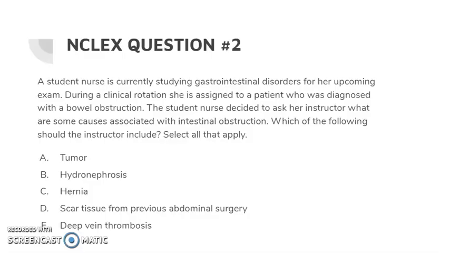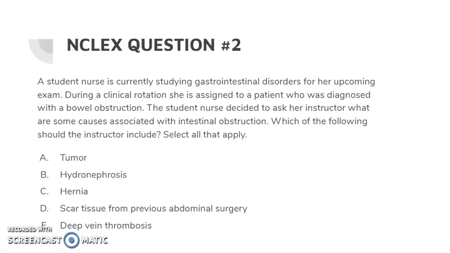Alright, so our second NCLEX question is, a student nurse is currently studying gastrointestinal disorders for her upcoming exam. During a clinical rotation, she is assigned to a patient who is diagnosed with a bowel obstruction. The student nurse decided to ask her instructor what are some causes associated with intestinal obstruction. Which of the following should the instructor include? You want to select all that apply.